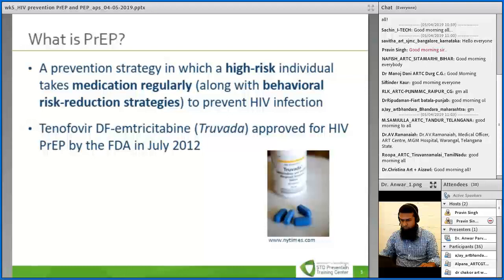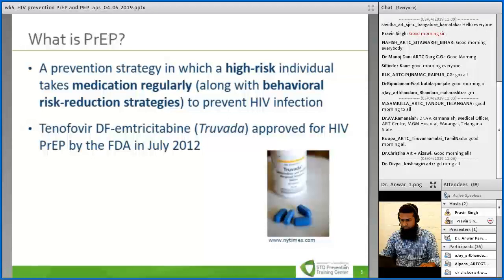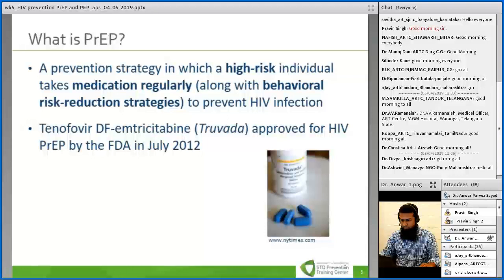So these three or four highlighted things are really important to know. That is, it is a preventive strategy in which a high-risk individual takes medications regularly along with behavioral risk reduction strategies to prevent HIV infection. First of all, it is not given to anyone and everyone just for the fear of HIV. It is effective if it is given to a high-risk individual who takes the medications regularly.